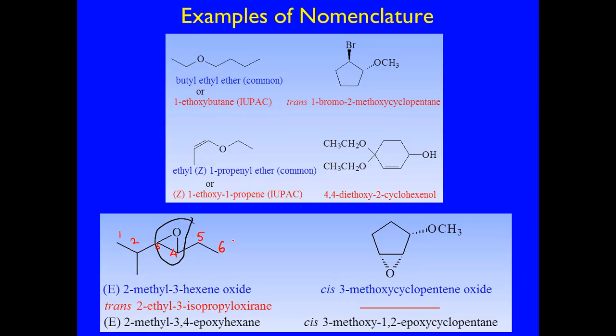How is that 2 in the IUPAC? How is it 2 ethyls, 3 ethyls? This is 2-ethyl. This is methyl. So what is it?